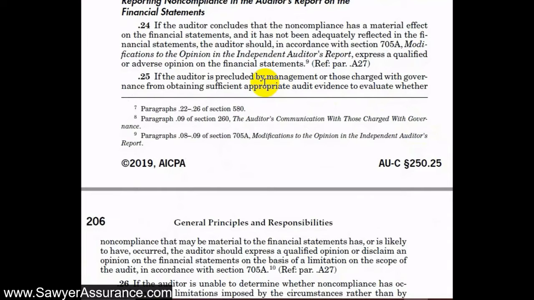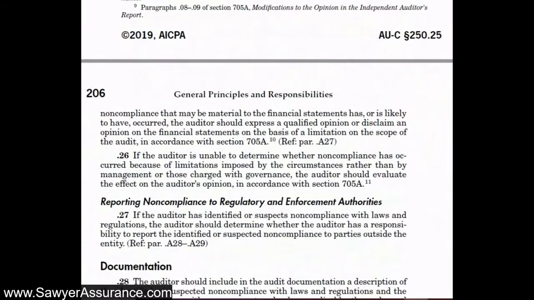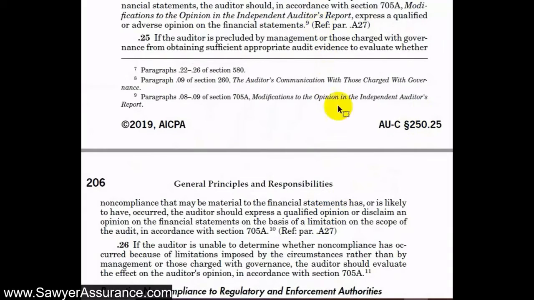And if we're precluded by management or those charged with governance from obtaining sufficient appropriate audit evidence to evaluate whether noncompliance is material or is likely to have occurred, then we should express a qualified opinion or disclaim an opinion on the financial statements on the basis of a limitation on the scope of the audit in accordance with AUC Section 705 again. So if we're unable to get the evidence that we need to decide whether this noncompliance is material to the financial statements, then we have a scope limitation.